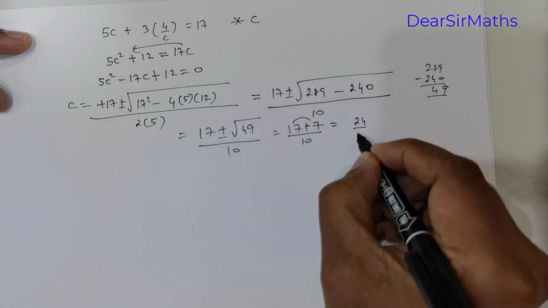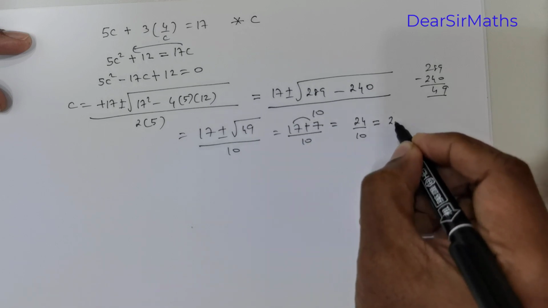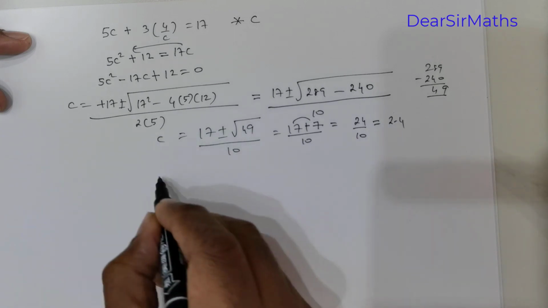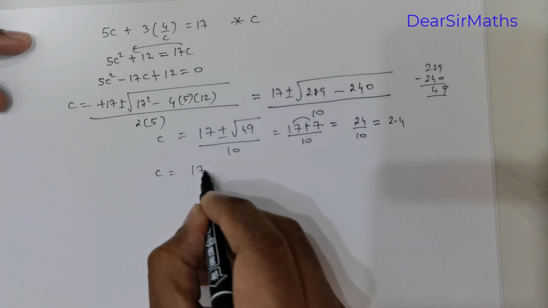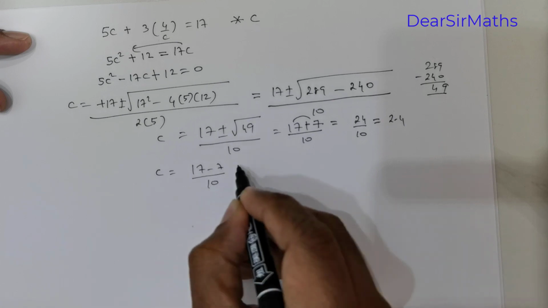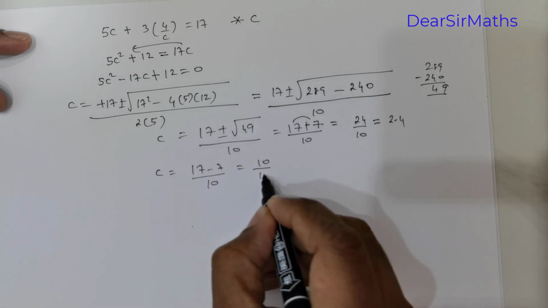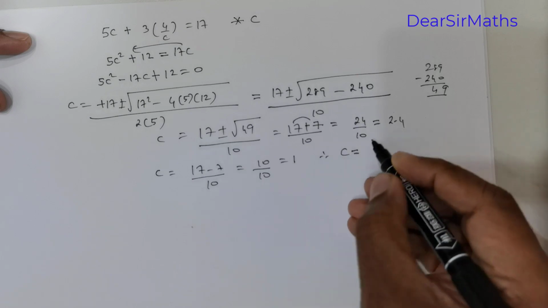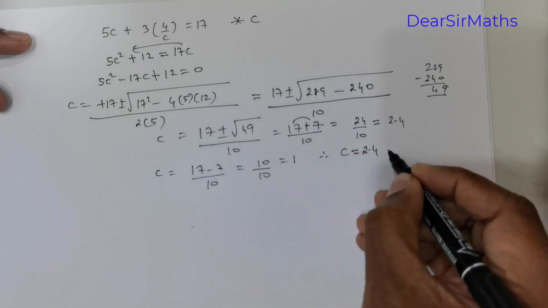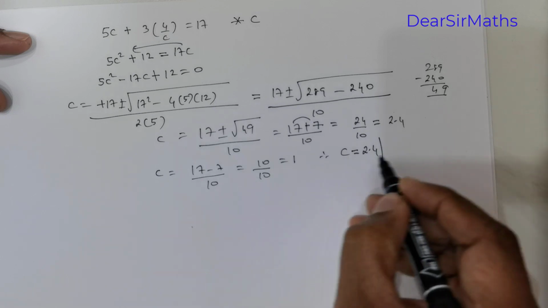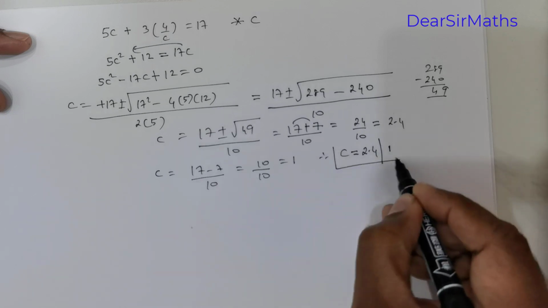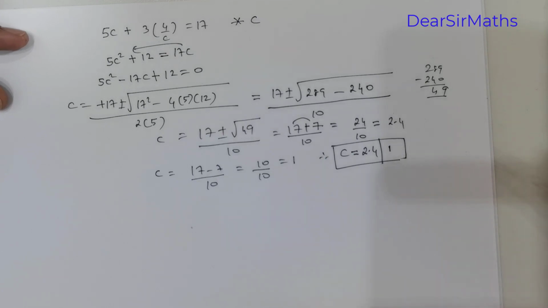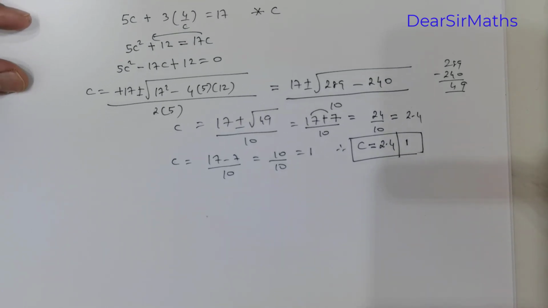So this is 24 divided by 10 or 2.4. This is one value for C. The other value is going to be 17 minus 7 divided by 10, which is nothing but 10 over 10, which is nothing but 1. So therefore we got C to be 2.4 and 1. So two values we have got. And with these two values we are in a position to extract all other values. So let me show you that.